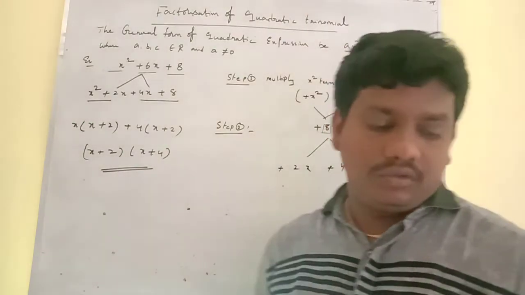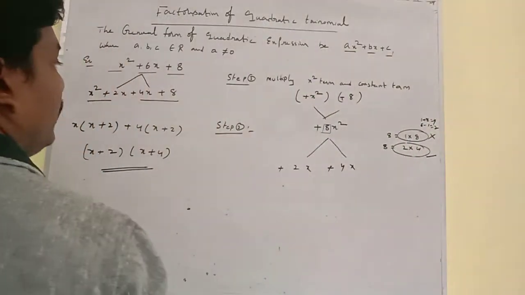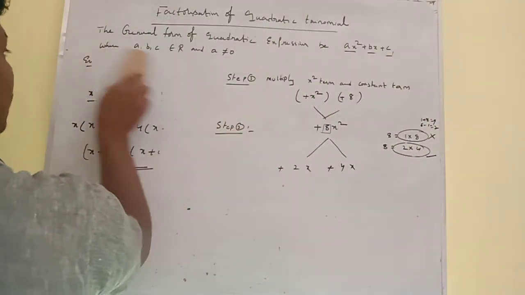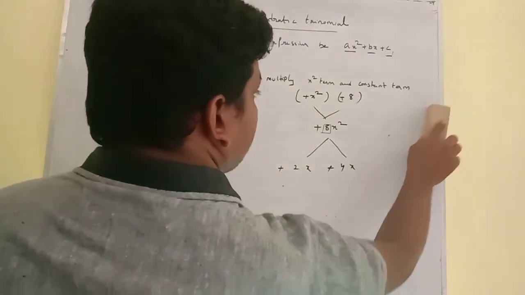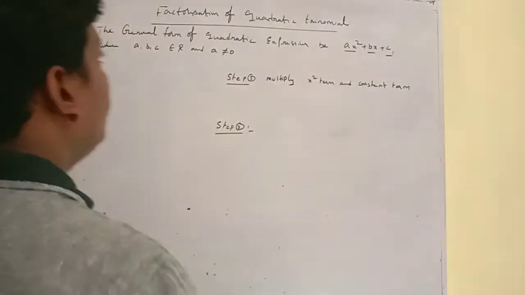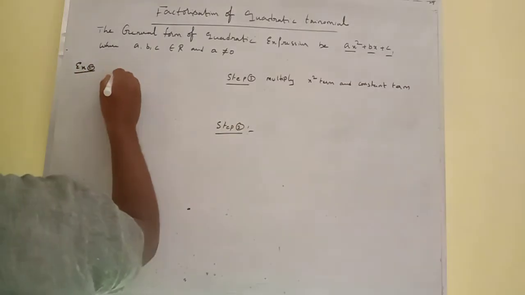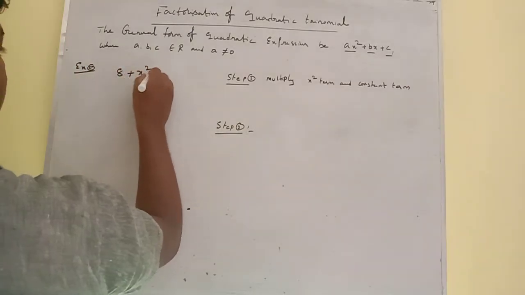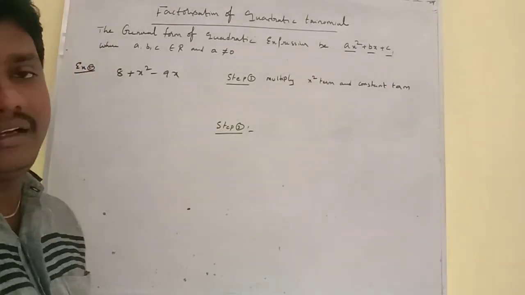Now we are going to another example for better understanding of the process. Let us see how it is. So example 2, you can consider 8 plus x square minus 9x. So 8 plus x square minus 9x.